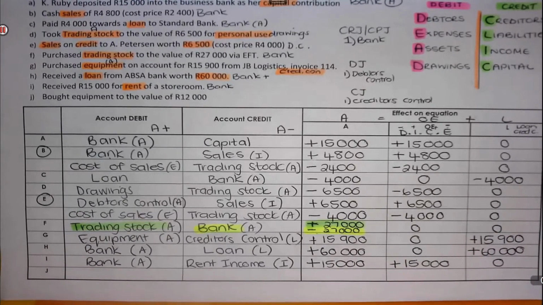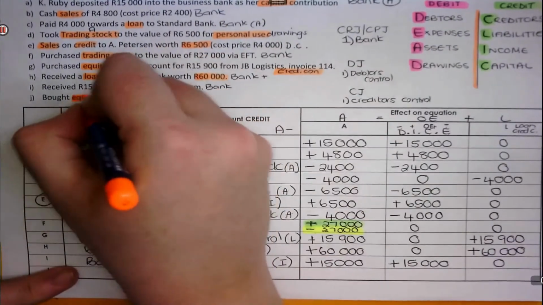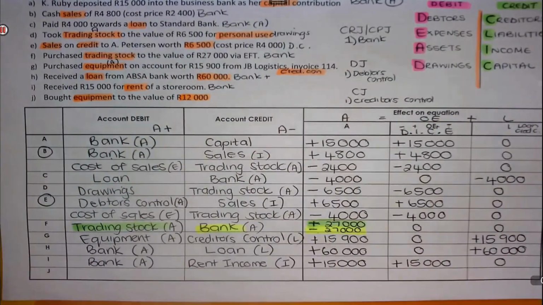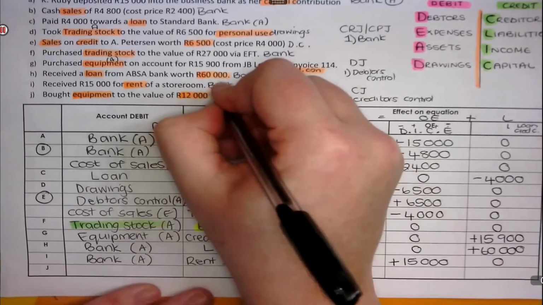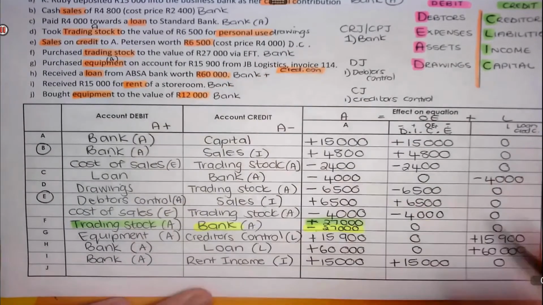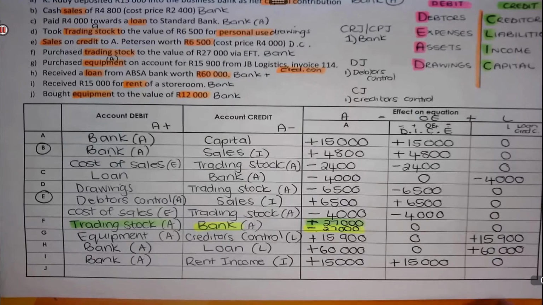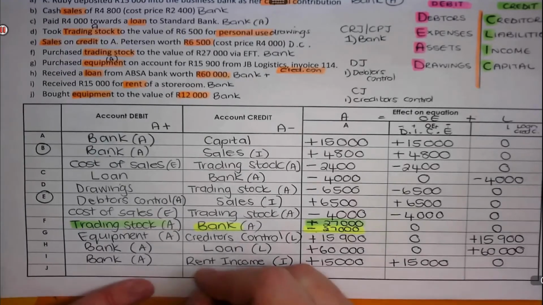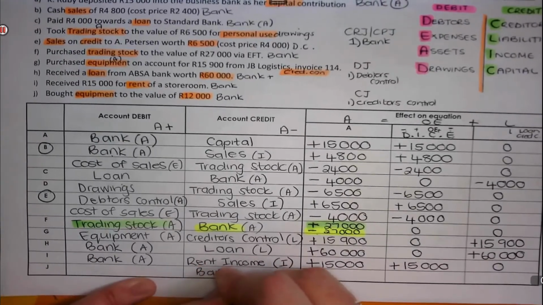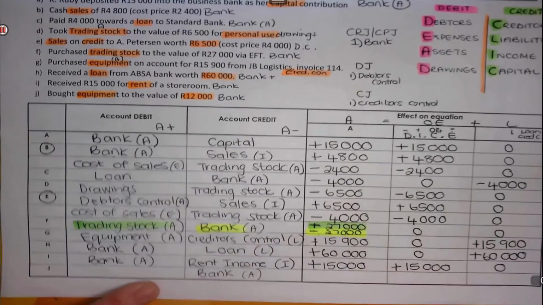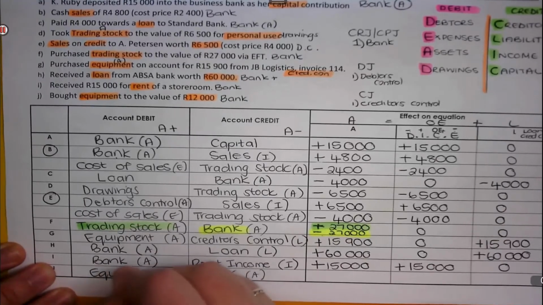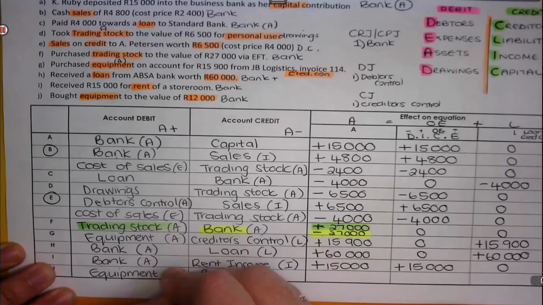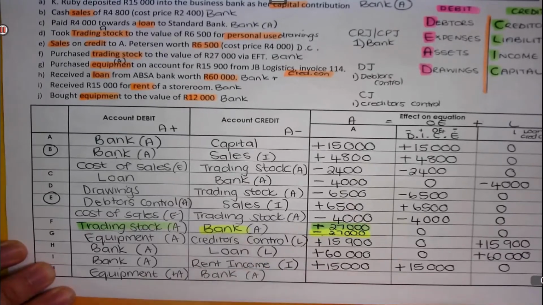Last one is you bought equipment to the value of 12,000 Rand. Because you bought it now, it doesn't say it's on account or on credit. It's going to be part of the CPJ, so it affects your bank. So what's happening to your bank if you've bought something? It's decreasing. So bank is an asset which is going down, and your equipment is an asset as well, which is increasing. Okay, because that's also an asset.